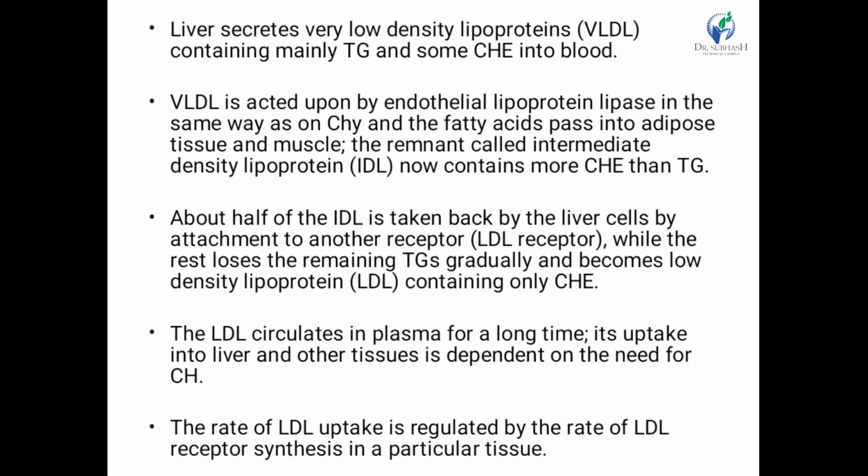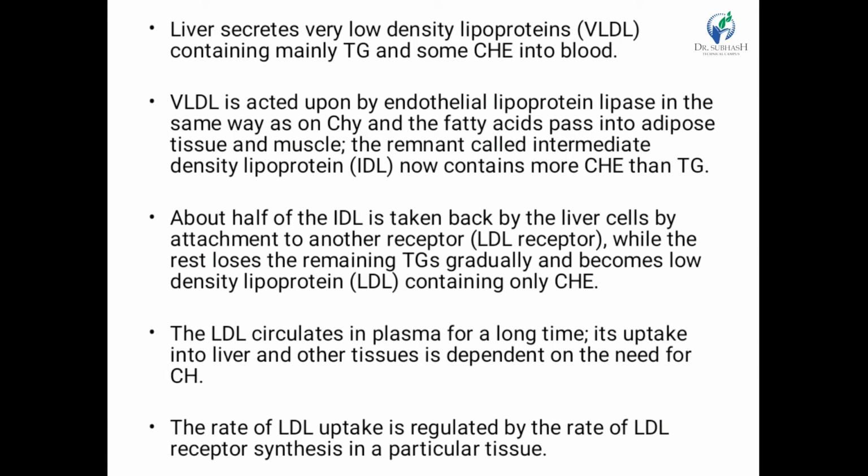What is happening? VLDL, that is containing triglycerides and some cholesterol ester, will act upon endothelial lipoprotein lipase, and the fatty acids pass into the adipose tissue, the same way as with chylomicrons. VLDL is acted upon by the endothelial lipoprotein lipase enzyme, and the remnant called intermediate density lipoprotein, means IDL, will now contain more cholesterol ester than triglyceride, right?